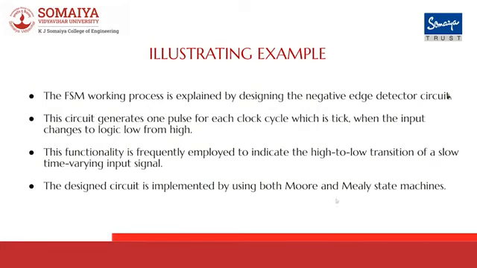Okay, so now I'll explain the example. The FSM working process is explained by designing the negative edge detector circuit. This FSM can be used in automata applications like vending machines. This circuit generates one pulse for each clock cycle, called a tick, when the input changes from logic low to logic high. The functionality is frequently employed to indicate the high to low transition of a slowly time-varying input signal. Now we will be implementing the same using Moore and Mealy state machines. So, next slide.